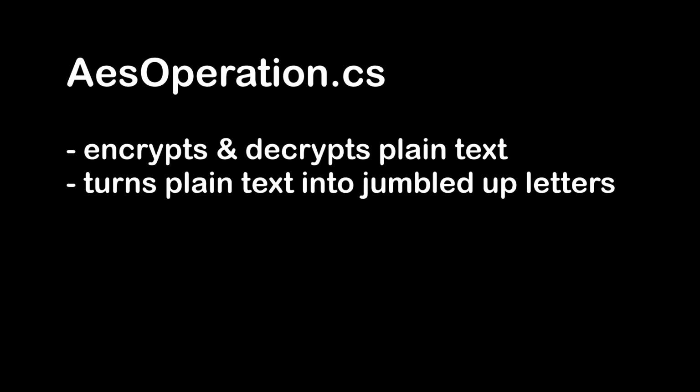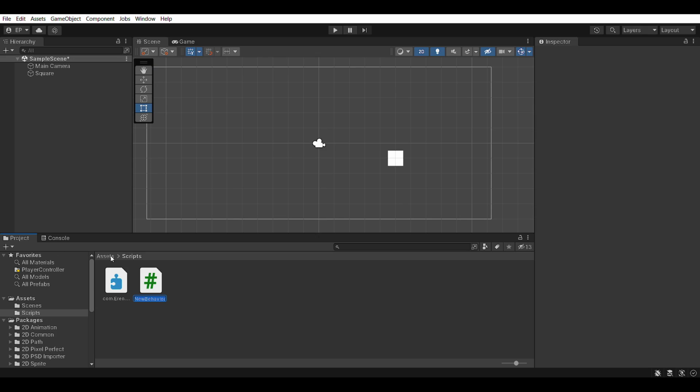Alongside that, we're going to have an AES operation class, and the main functionality of that AES is just an encryption class. It's going to take in this JSON string in our case, turn that into some crazy jumbled up characters, and that jumbled up character string is what we're actually going to save into the file. So hopefully that made a lot of sense. I'm sure it didn't. So in my case, I'm going to really quickly create a player script so that I can actually test some of this functionality.